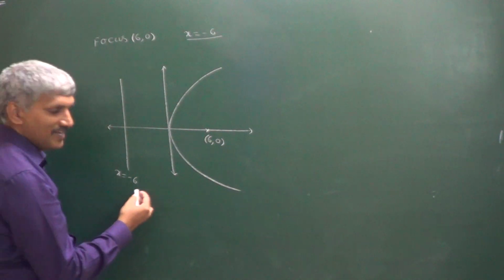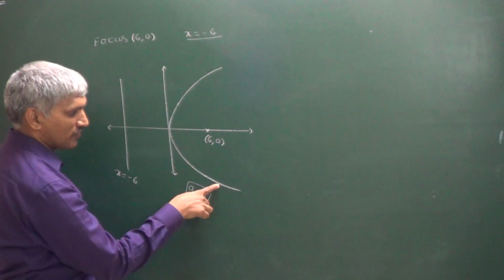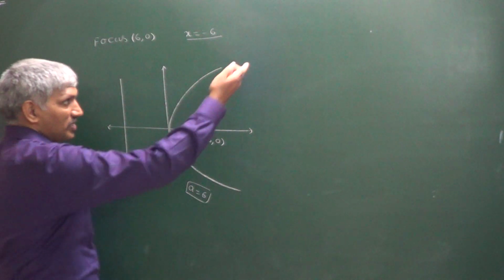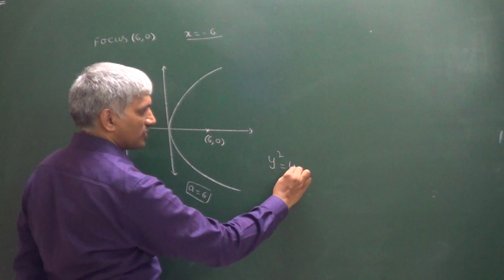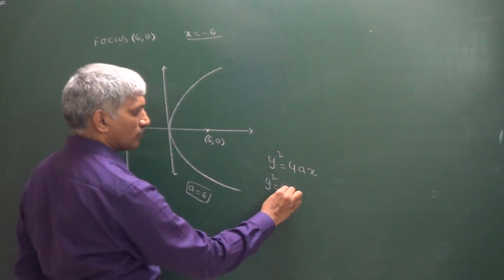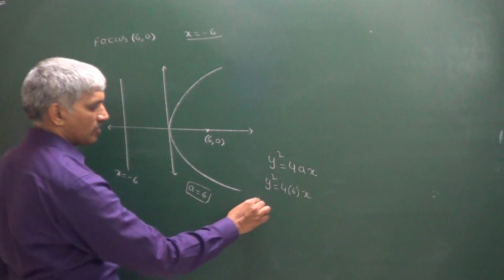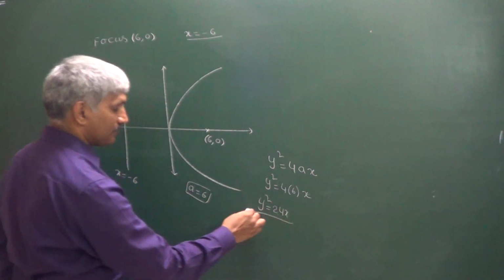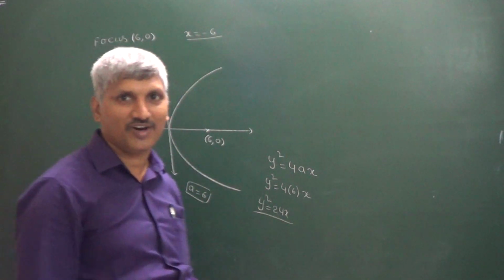So what can you say? The value of a is equal to 6 here. The focus for this parabola is (a, 0), so a = 6 we got. But what is the equation of this parabola? The equation of the parabola is y² = 4ax. Therefore we can write y² = 4 into 6 times x. That's why the equation of the parabola is y² = 24x. So when focus and directrix are given, we got the equation of the parabola.